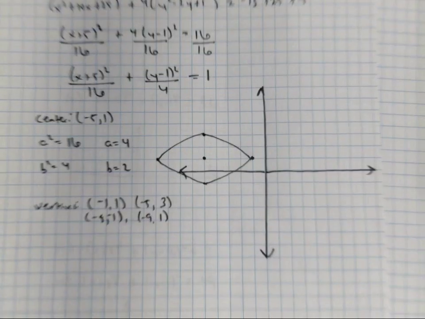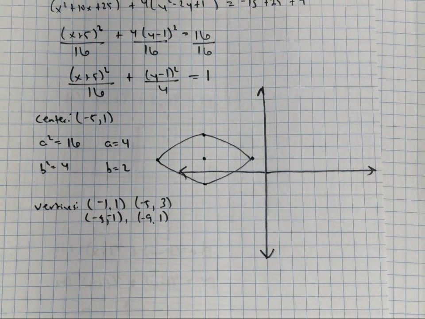So I graph my center first. My A value says it's horizontal. You're going to go 4 this way, 4 that way. My B value is 2. Go up 2, down 2, and you connect. Are there any questions on number 20?